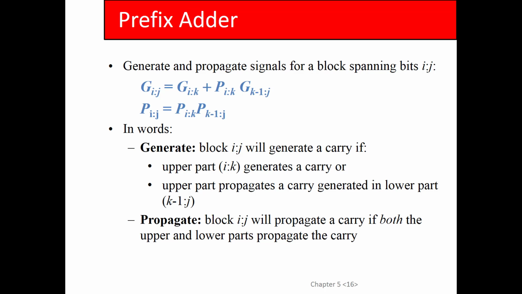So the idea is that if the right half generates and the left half propagates, then I'll generate from this block of 4. But if the left half generates, and I don't care what the right half does, the whole thing generates. Okay?